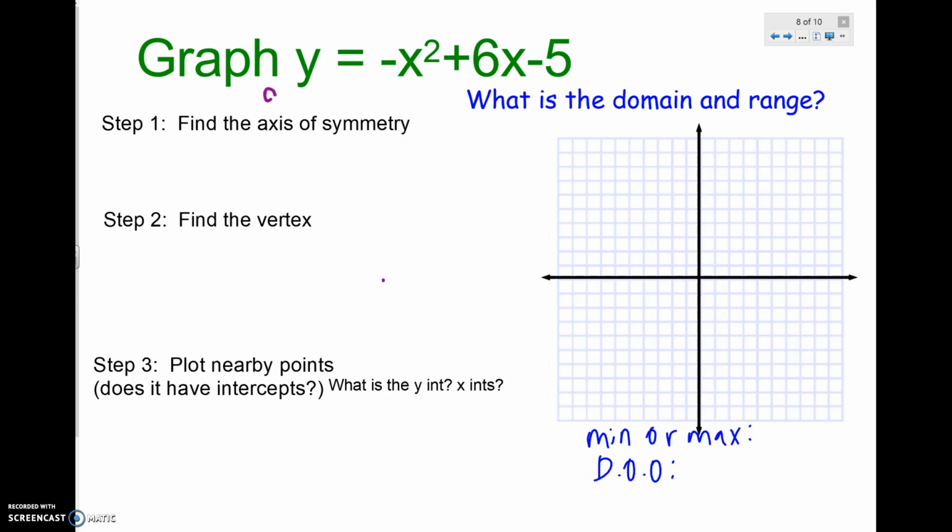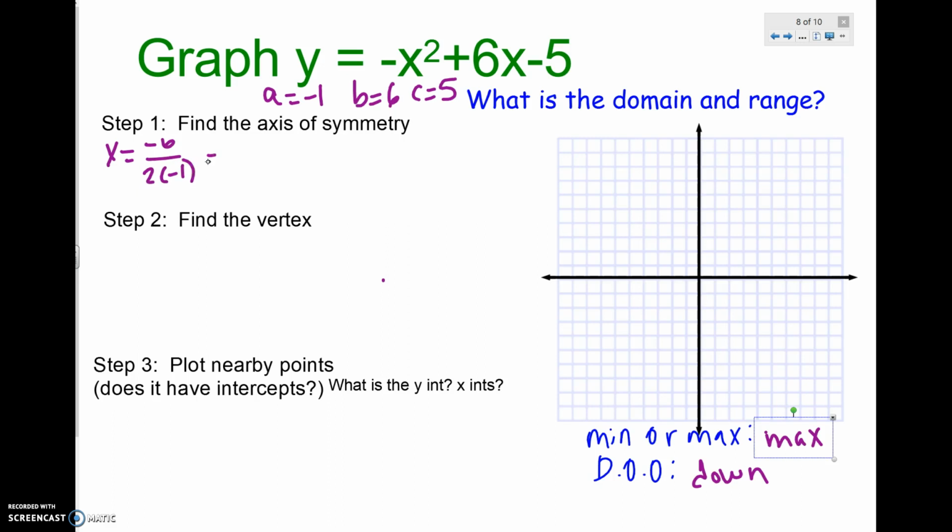Okay, so here my A is -1, B is 6, C is 5. So since my A is negative, my direction of opening is down, which means I will have a maximum. Okay, so let's find our axis of symmetry. -B, -6 over 2 times A, -1, which gives us -6 over -2. So my axis of symmetry is +3. So 1, 2, 3, I'm going to graph my axis of symmetry.